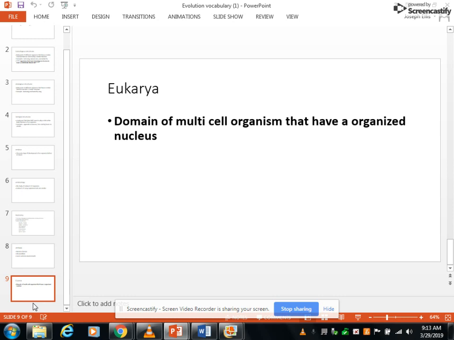Now, pretty much everything on Earth, except the bacteria, have nuclear membranes. So that's what makes the difference between eukaryote and prokaryote. So that's all of that right there.